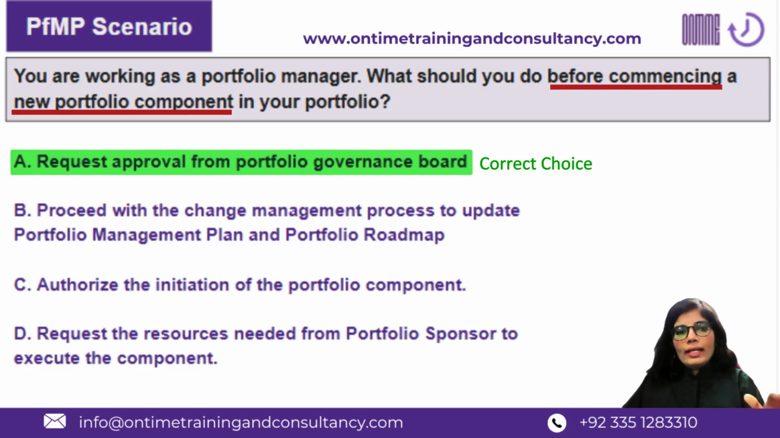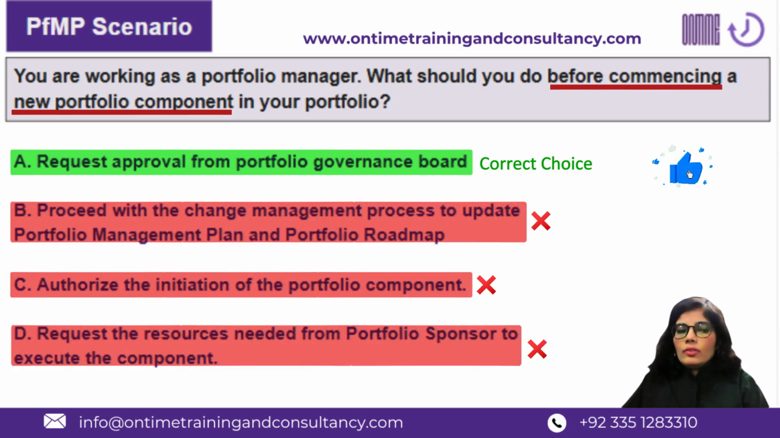So why A is the correct answer is obvious. Why are B, C, D not the correct answers? Because they are not the very first step in this process. So, like I said, the first step after getting the approval from the portfolio governance board is to ensure that the necessary budgets, resources, and headcounts are also approved, which is D. So A, then D.